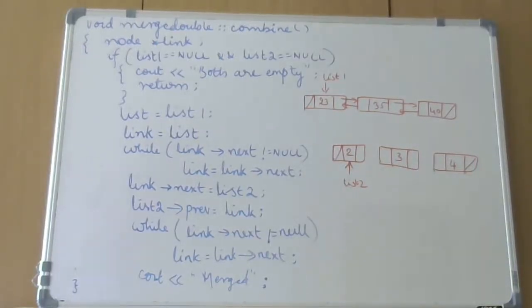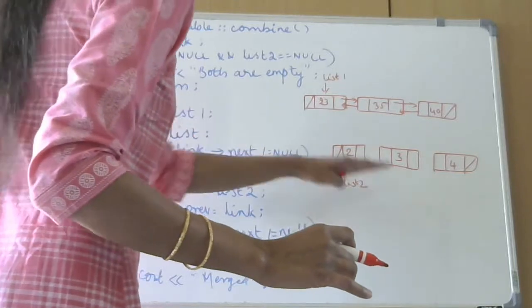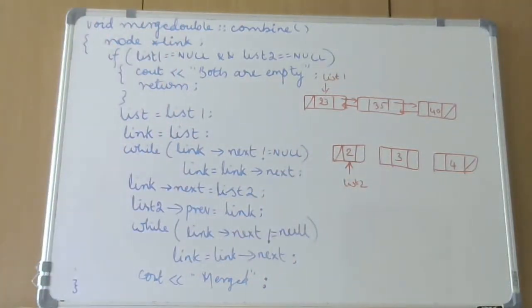Okay, so we saw how we can insert in two lists separately, that we have done. So let us assume that both the lists are ready. List 1 is ready with some elements, list 2 is also ready with some elements. Now I have to merge these two lists, that is what we are supposed to do. Merge two doubly linked lists. We have two doubly linked lists inserted with elements, they are full. Now let us see how we can combine.